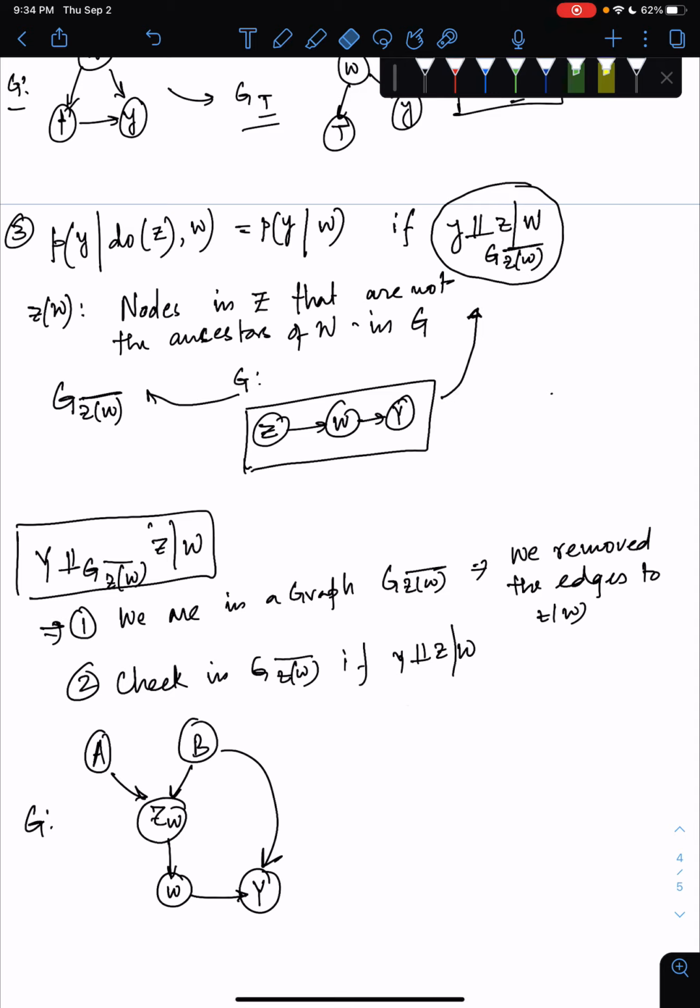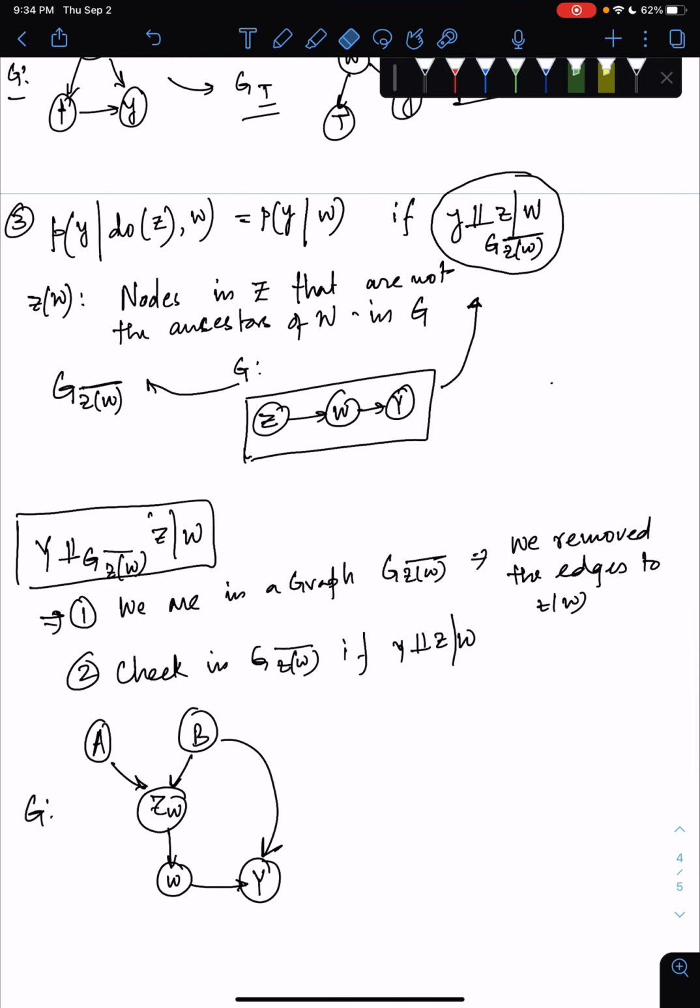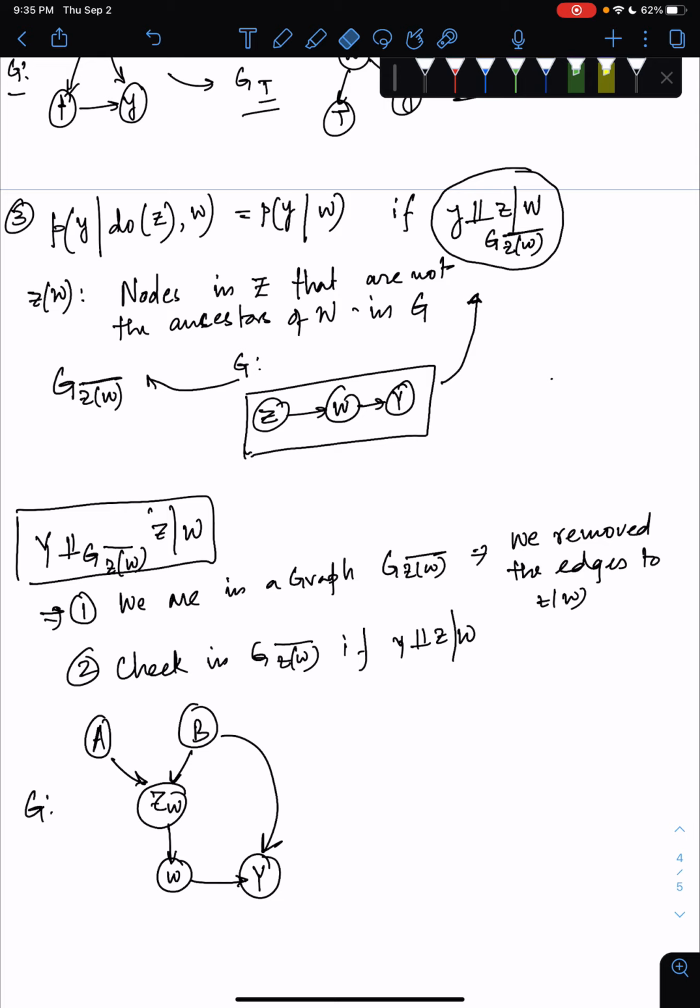We'll have some sort of chain in our main graph, but actually you also can have this kind of chain because the Z_W cannot be an ancestor. Now let's see why. Okay, so let's see why.